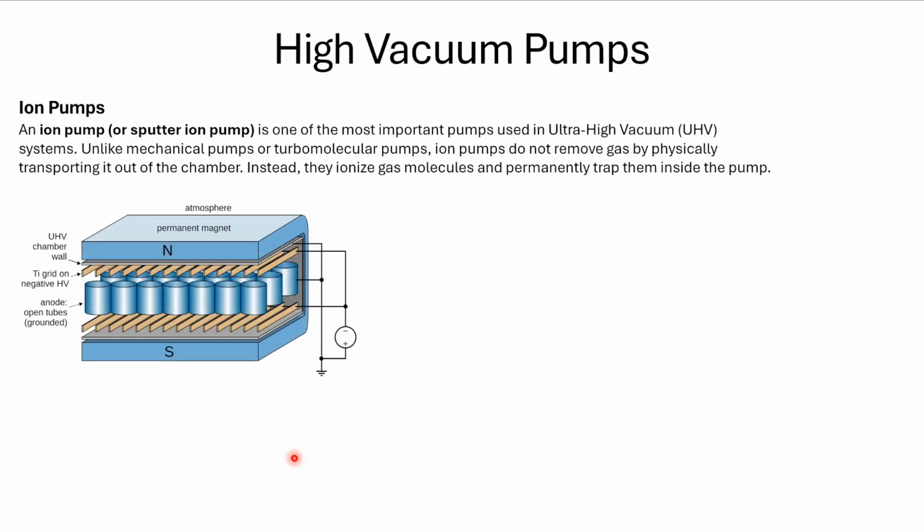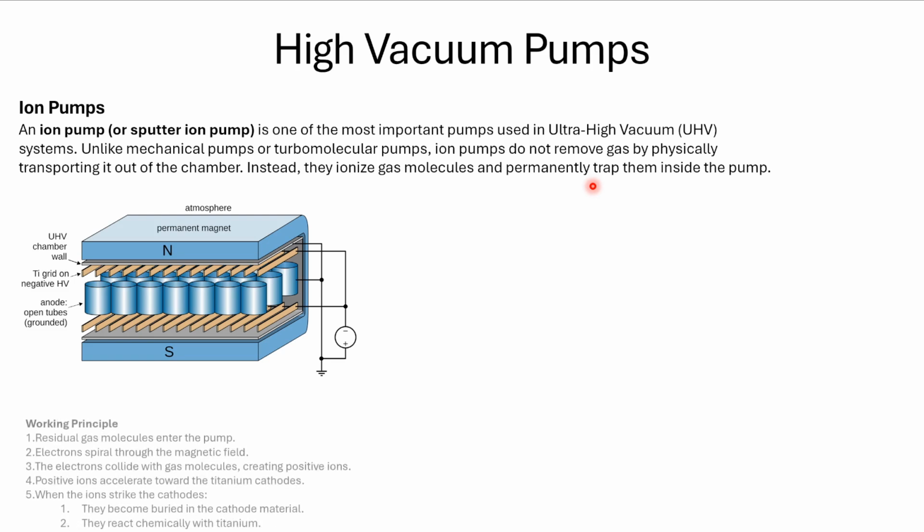Another high vacuum pump is the ion pump. An ion pump or sputter ion pump is one of the most important pumps used in UHV systems. Unlike mechanical pumps or turbomolecular pumps, ion pumps do not remove gas by physically transporting it out of the chamber. So these pumps actually absorb the molecules. Instead, they ionize gas molecules and permanently trap them inside the pump.